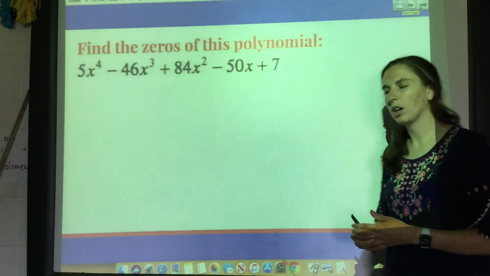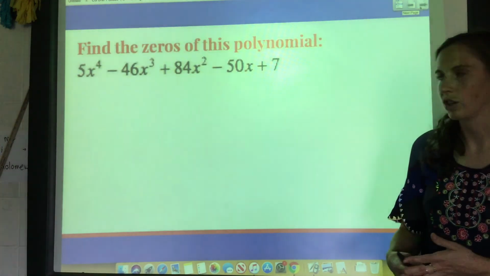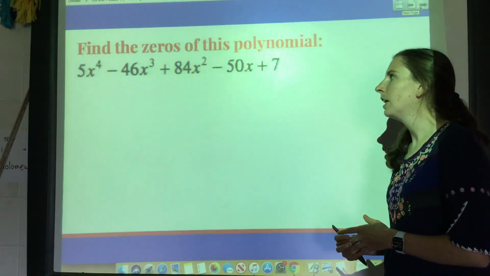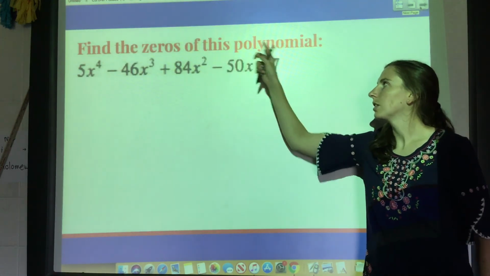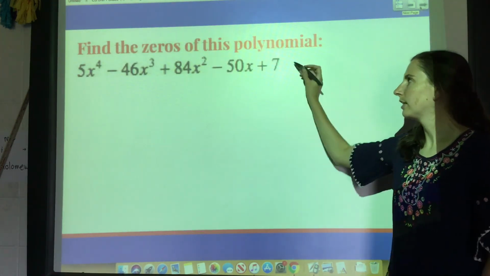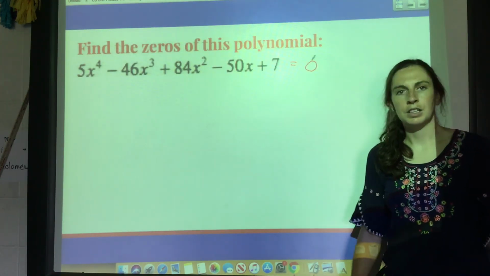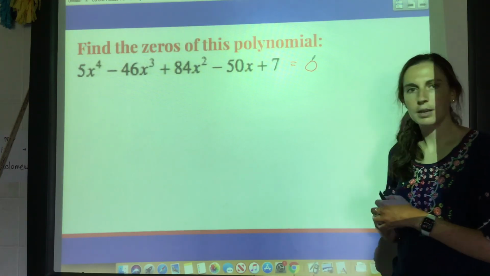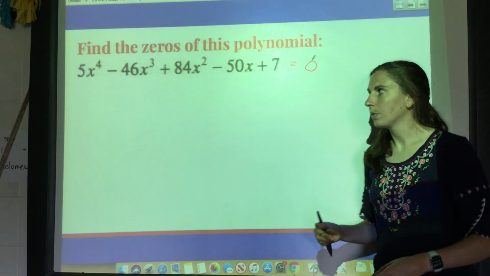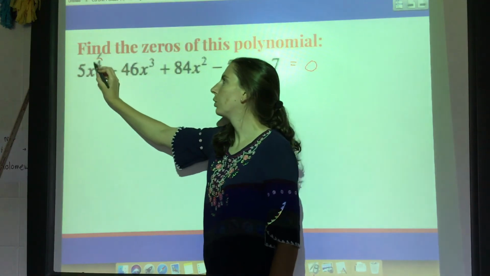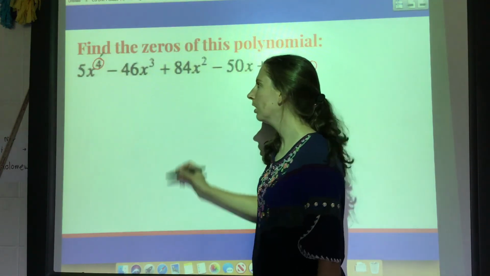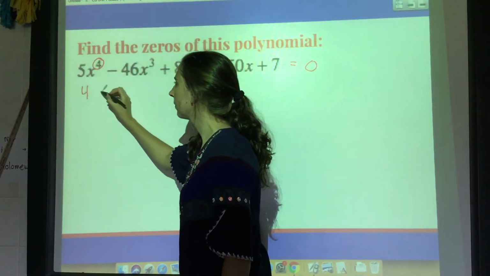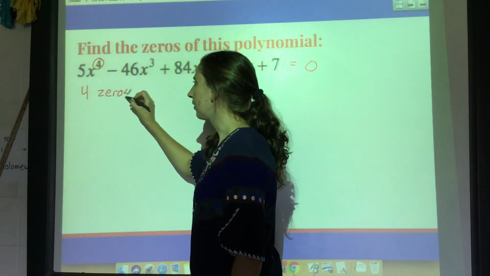So we're going to do one really long example here just to show you how crazy this might get. I want to find all the zeros of this polynomial, so where it equals 0, the roots, the x-intercepts, solutions. Notice that it has a degree of 4, so I'm looking for 4 zeros. Got to find all 4.